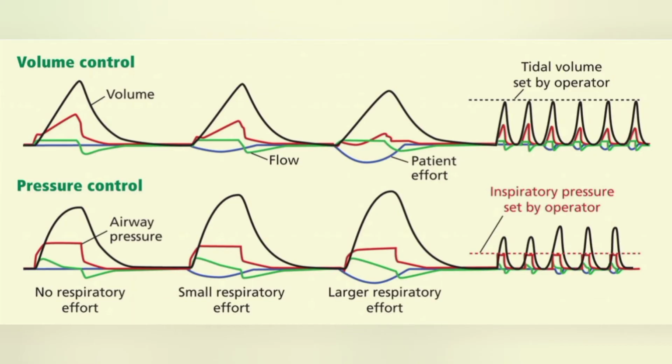The majorly used modes I have explained in this video are: first is volume control. In this mode, the doctor sets how much volume of air should go inside the lungs and be exhaled. In this mode, volume stays constant and according to the patient's lung response, pressure keeps changing. This mode gives mandatory continuous breaths to the patient as per the set rate.